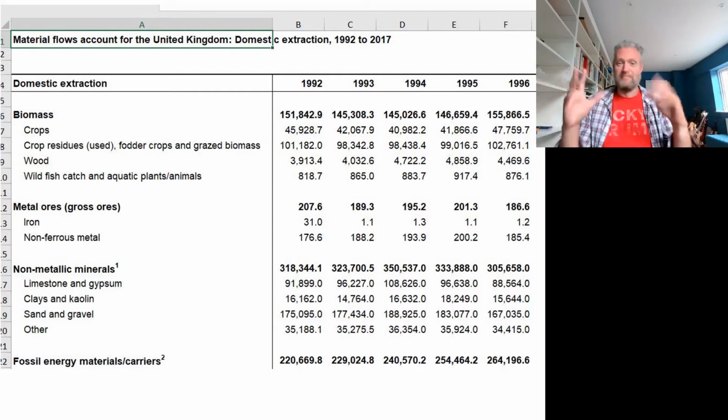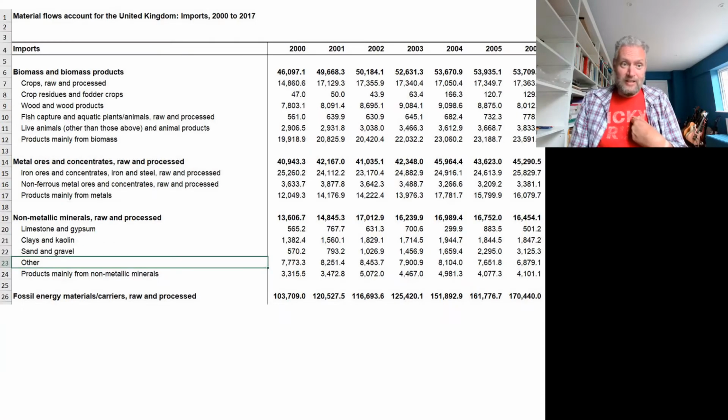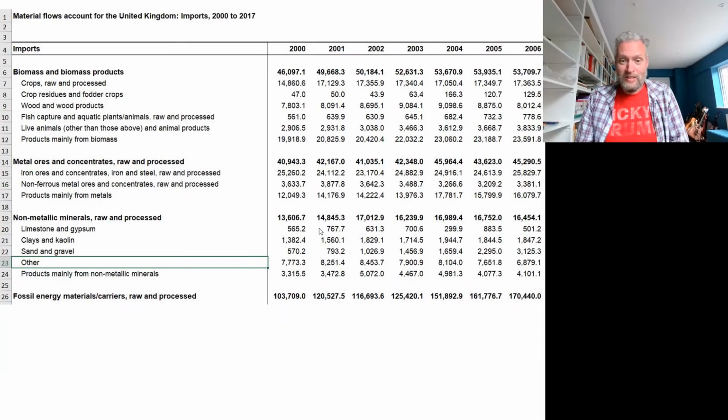So this is just purely the amount of stuff. The same for metal ores, iron and non-iron, that were extracted from the ground, and limestone and clay and sand and gravel, and all these things are given. So this is domestic extraction. Then there's also the stuff that was imported. If you look at iron ores, this is 25,000 tons compared to 31 tons domestic production. Most of the iron that we use is imported.